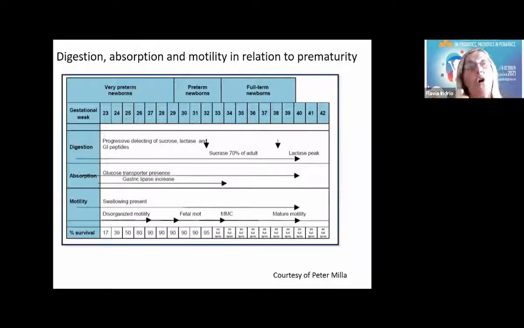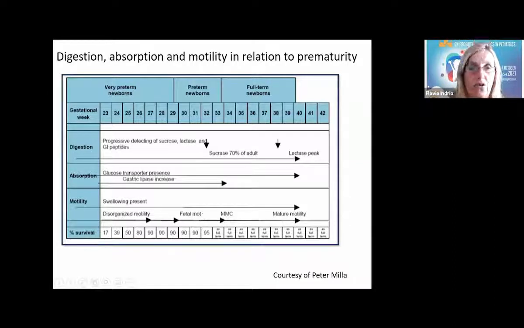This is a very old slide. It's courtesy of Peter Miller, who was very much involved in the development of intestinal function. Peter Miller made his research around the 1890s. What he found, and he did it in Britain, was that digestion and absorption basically mature around the 30th week of gestation.